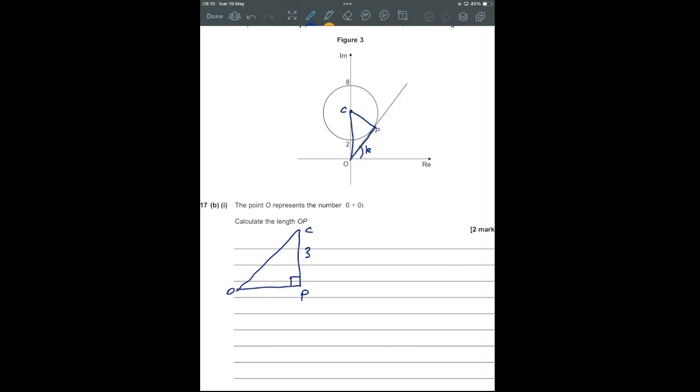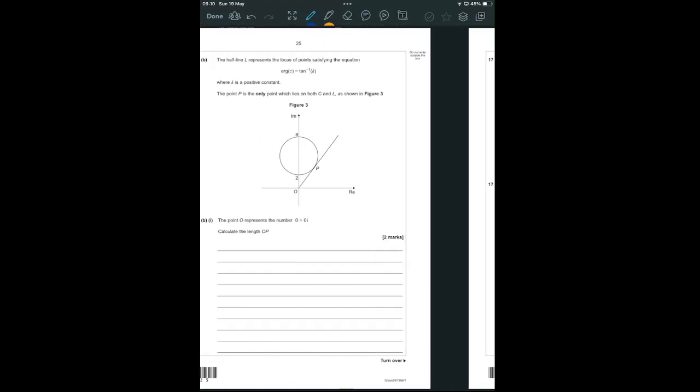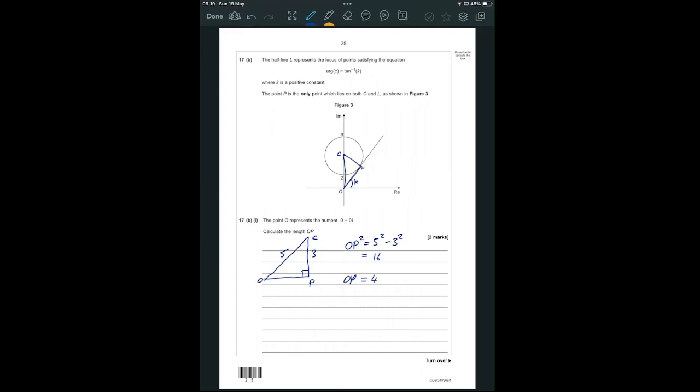I know that O to C is a length of 5 because the radius is 3 plus 2, or even the centre had a y coordinate of 5. And it's asking me for OP. This is a really difficult way to ask for Pythagoras. So it's the longer side squared subtract the shorter side squared equals 16, so the length OP equals 4. I'm expecting the next part to be: find K, calculate the exact value of K. So K is that angle there.